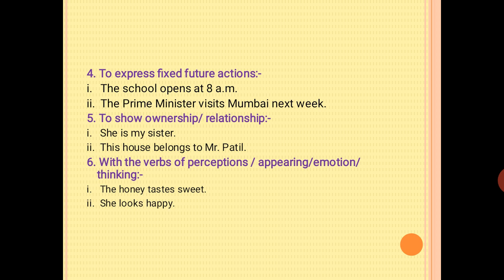Fifth is to show ownership or relationship. She is my sister. This house belongs to Mr. Patil. So it shows the relationship and the ownership. The last point is that the simple present tense is used with verbs of perception, appearing, emotions, thinking. The honey's taste is sweet. She looks happy.